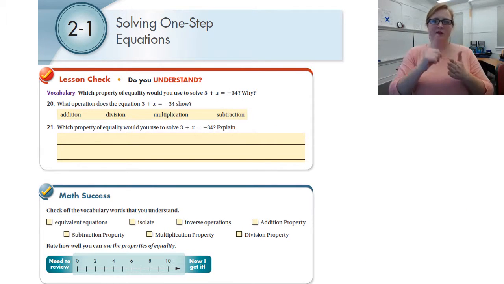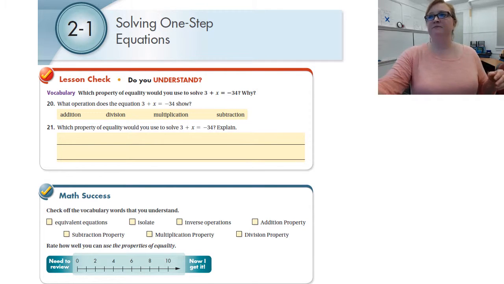Now it's time for the lesson check. Do you understand? Vocabulary. Which property of equality would you use to solve 3 plus x is equal to negative 34? Why? Number 20, what operation does the equation 3 plus x equals 34 show? The equation shows addition.